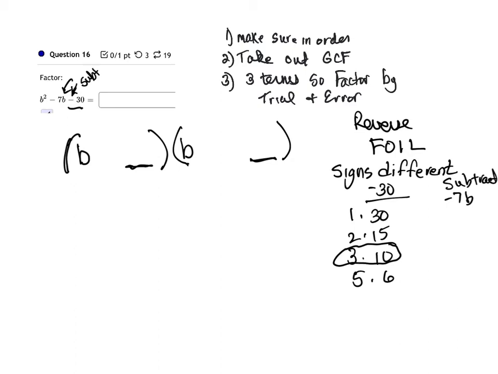One set or no sets will work. Usually there are not very many where nothing works, where it's prime. So 10 minus 3 is 7. Now I want it to be a negative 7, so that means it would have to be a negative 10 and a positive 3, right? Because negative 10 times positive 3 is negative 30. Negative 10 plus 3 gives us a negative 7, and that's what we want, that negative 7b. So we're going to have plus 3 and minus 10.